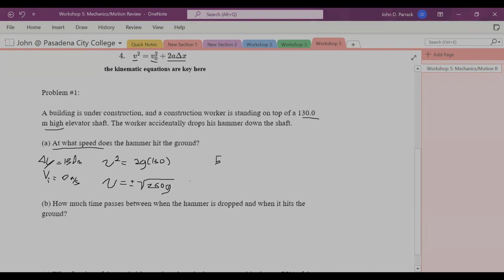We could round that up. Let's see, how many sig figs did they give us? Well, we used 9.8 for gravity, so we're using 2 sig figs. Let's just say 50.5. The velocity is negative 50.5 meters per second. So the speed is just 50.5 meters per second.